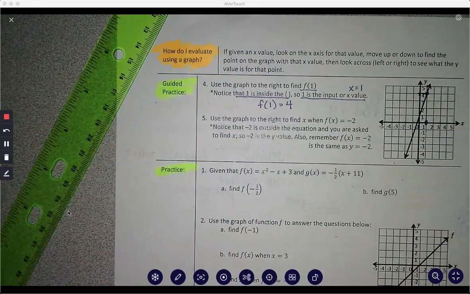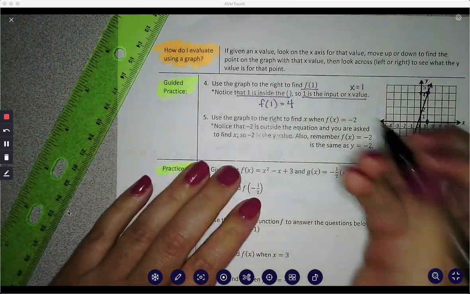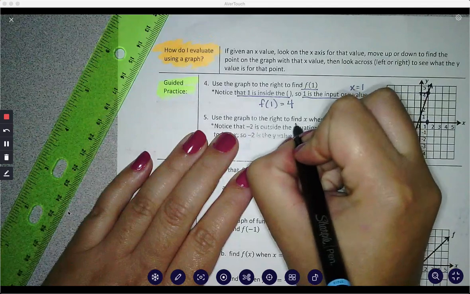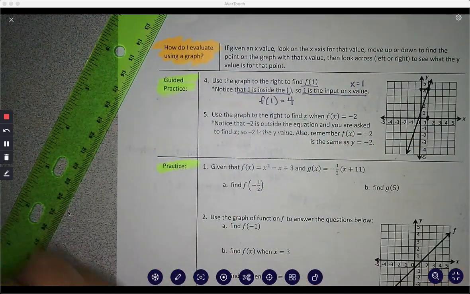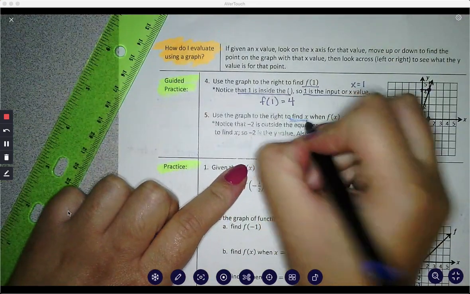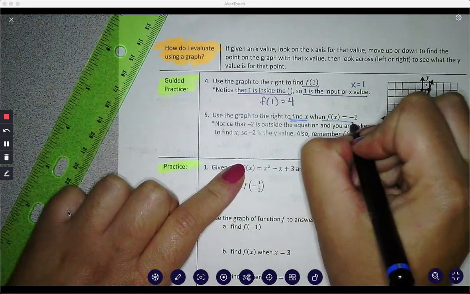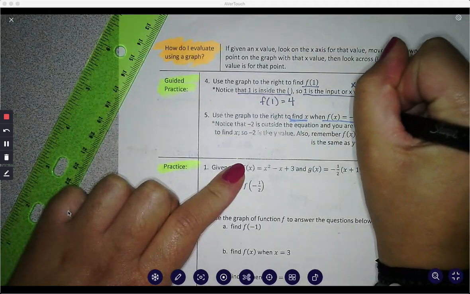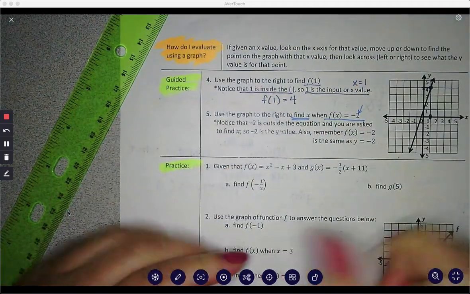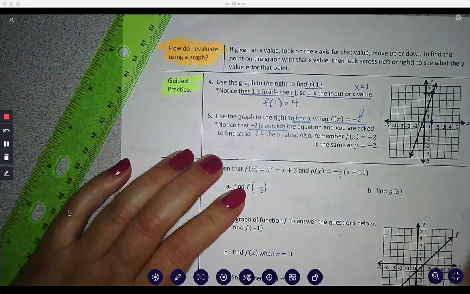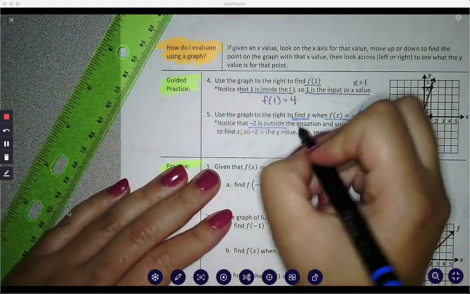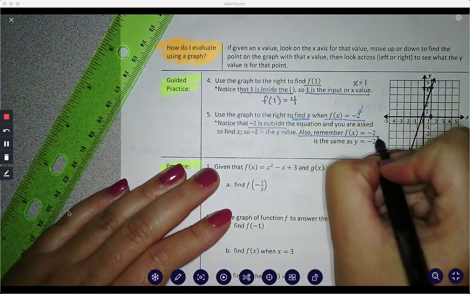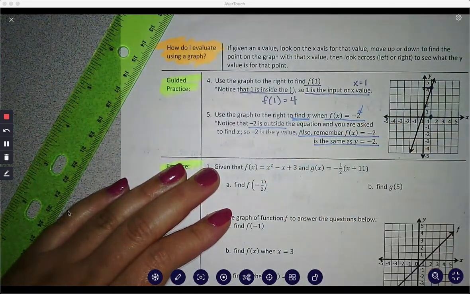Okay, so then for number 5, we're going to work backwards. Use the graph to the right to find x when f of x equals -2. It's on the outside of the equation, which means it's the output. So I'm telling you that y equals -2. Also remember that f of x equals -2 is the same as y is -2.